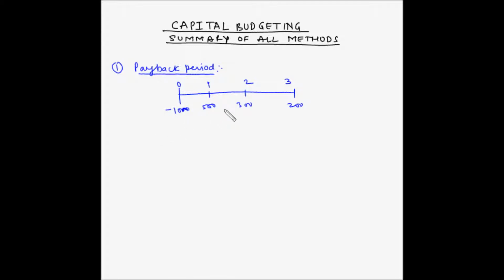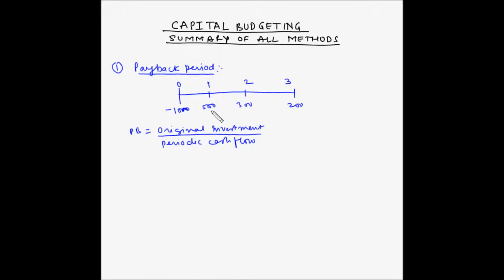Now, if the cash flows are such that the cash inflows are even, that is, it is the same amount, then the payback can be found out using the formula: original investment divided by the periodic cash flow.